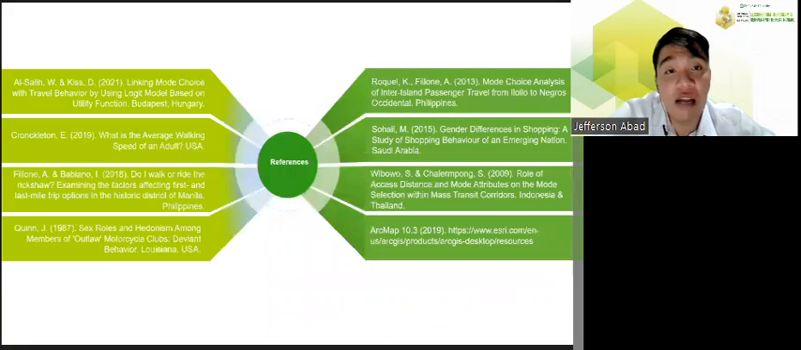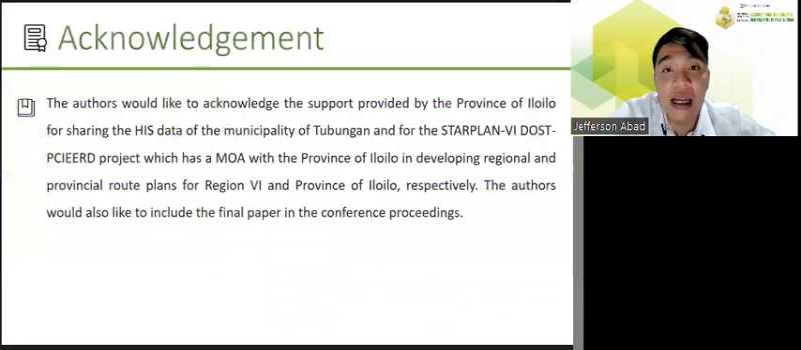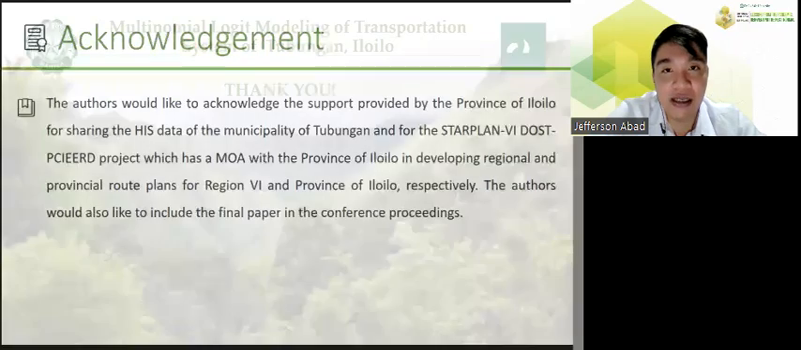These are some of the references used in the study. The authors would also like to acknowledge the support provided by the province of Iloilo for sharing the HIS data of the municipality of Tubungan, and the STAR Plan 6, the OSTPCIEERD project, which has a memorandum of agreement with the province of Iloilo in developing regional and provincial route plans for Region 6 and the province of Iloilo, respectively. The authors would also like to include the final paper in the conference proceedings.